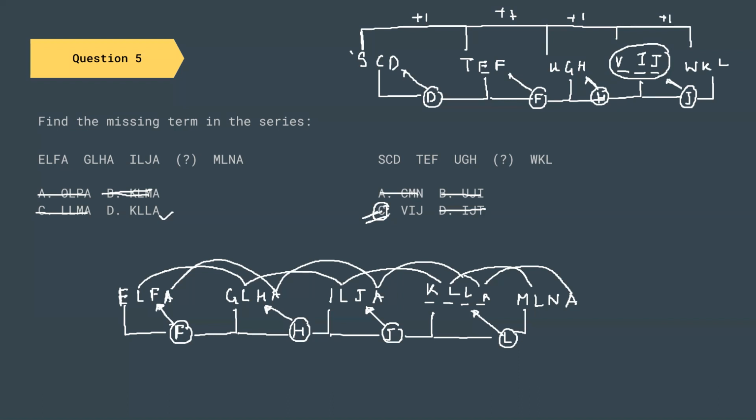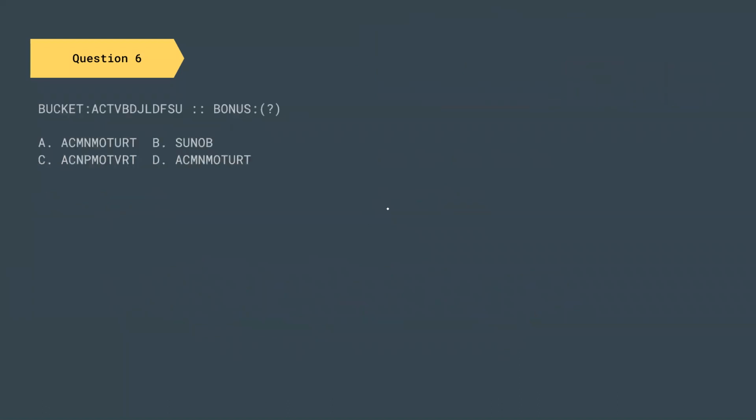Now that we are done with this, let us go to the second type, like more types of questions. They're saying that BUCKET is encoded into AC, TV, BD, JL, DF, SU.